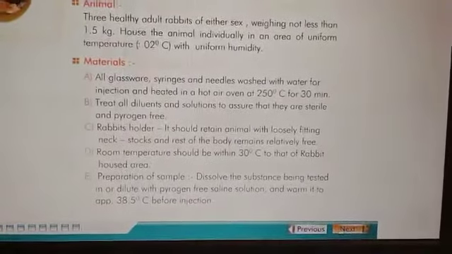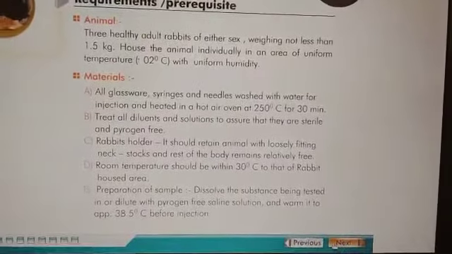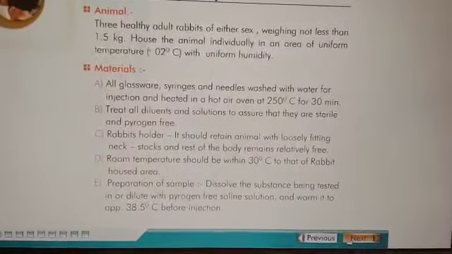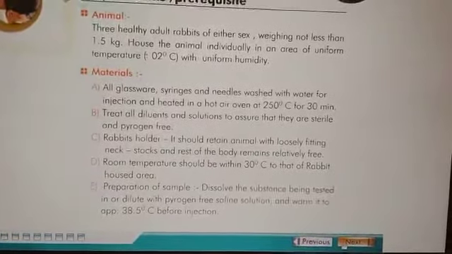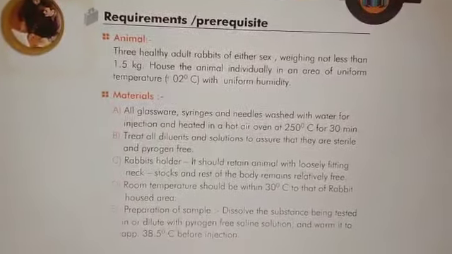Preparation of sample. Dissolve the substance being tested in dilute or pyrogen free saline solution and warm it up to approximately 38 degrees Celsius before injection.